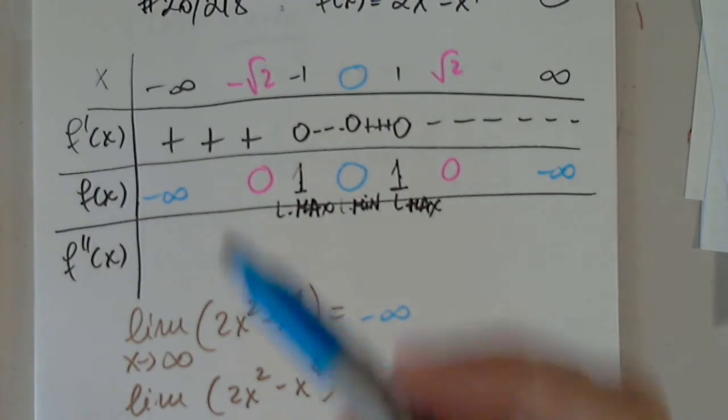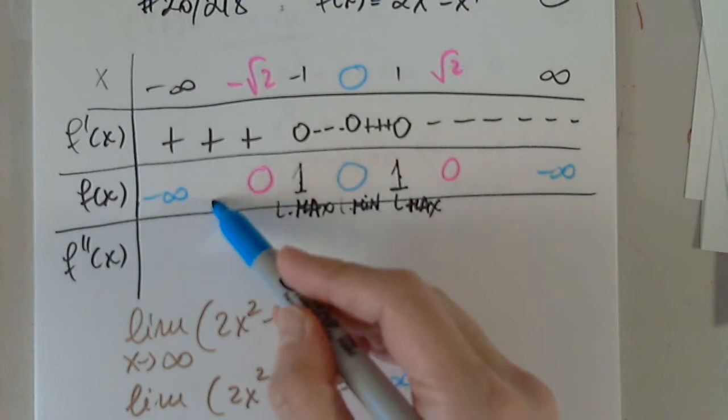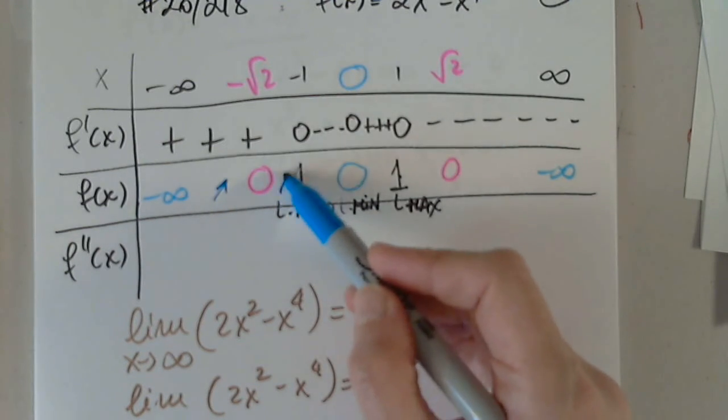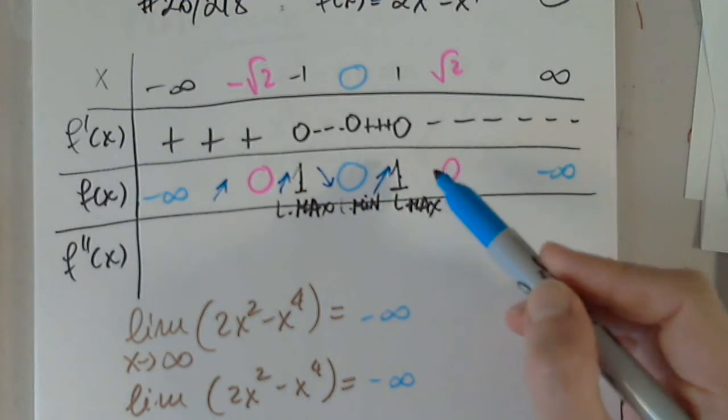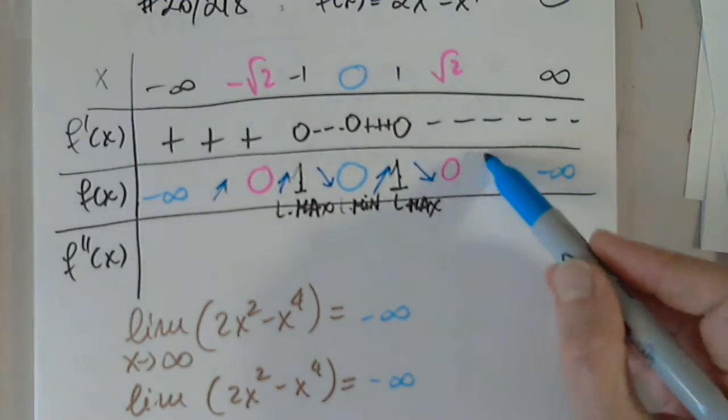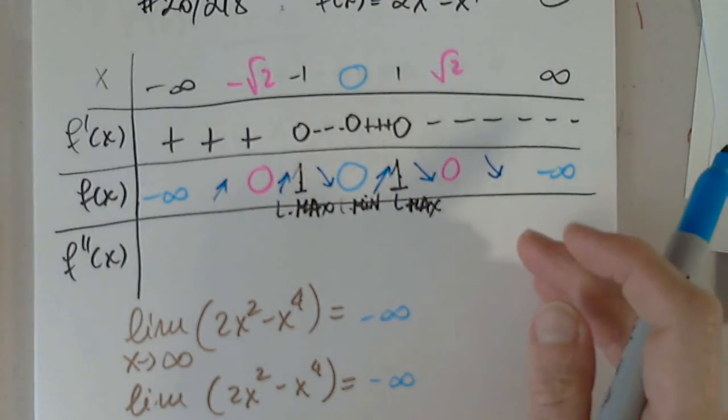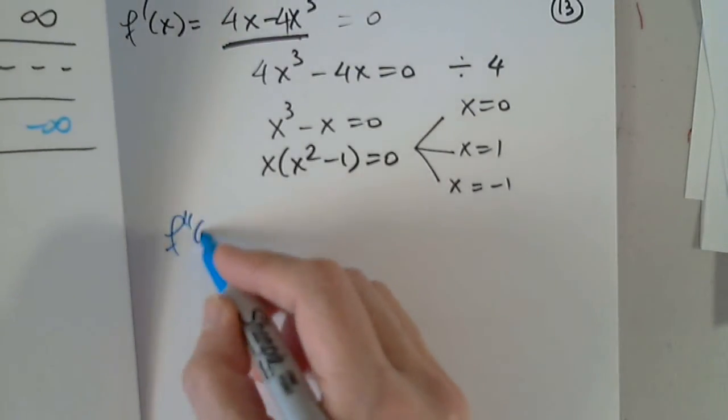So let's try. From negative infinity to 0, yes, indeed. From 0 to 1, yes, indeed. From 1 to 0, yes, correct. From 0 to 1, yes, correct. From 1 to 0, yes, correct. Good. Nice. So finally, I have the second derivative to find.